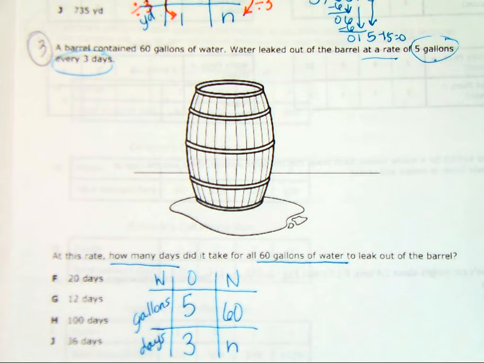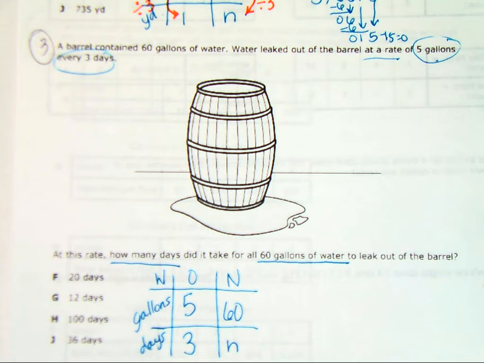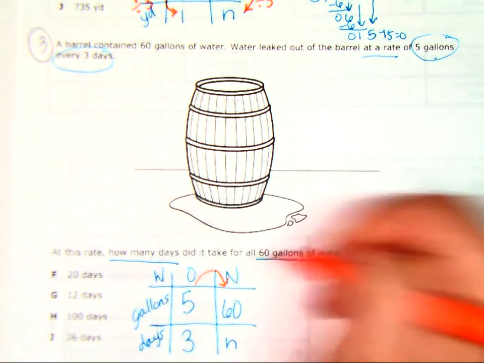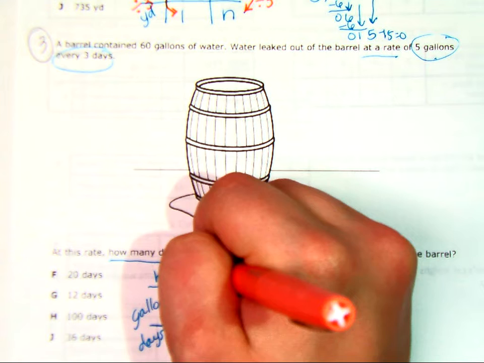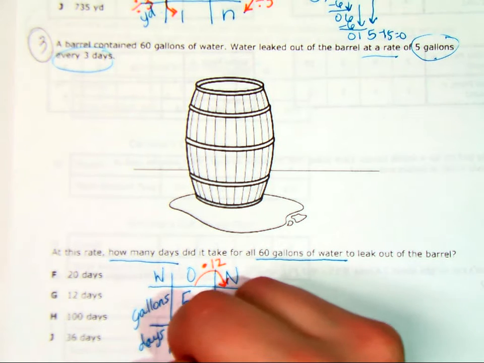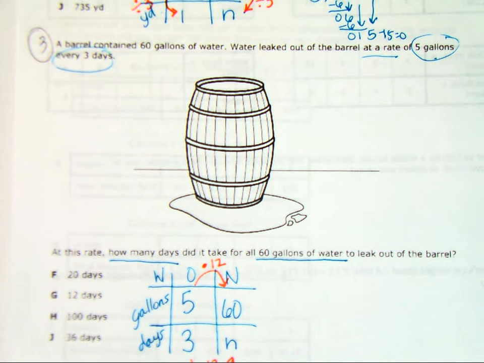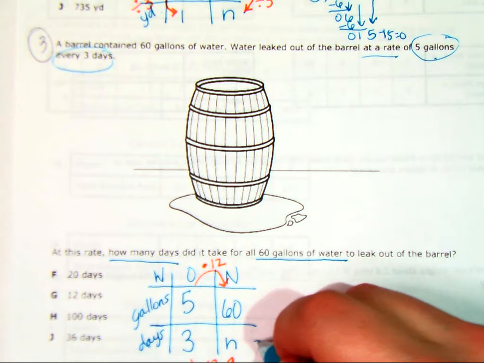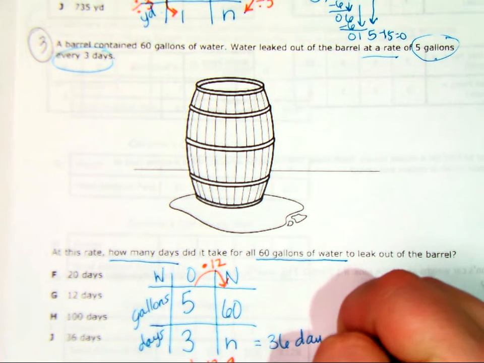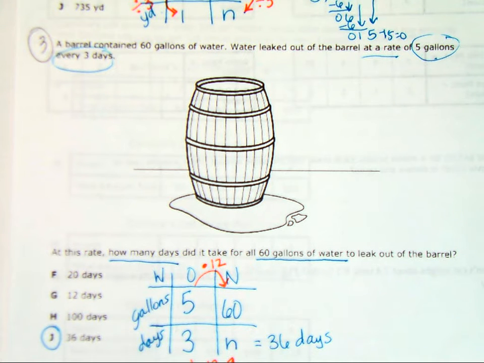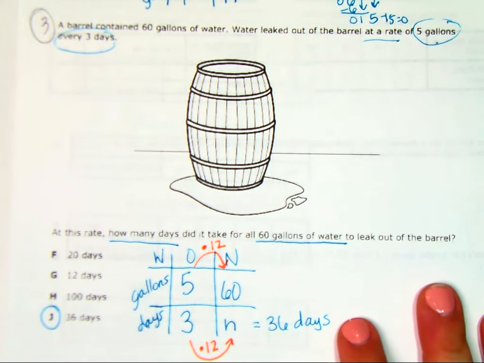Here again, you have options. You could use cross products. But I know my times tables, my multiplication tables, and 5 times 12 is 60. So I can use that same scale factor across the bottom. 3 times 12 would be 36. 36 days, which is answer choice J. Sorry, there's my scale factor that you couldn't see.